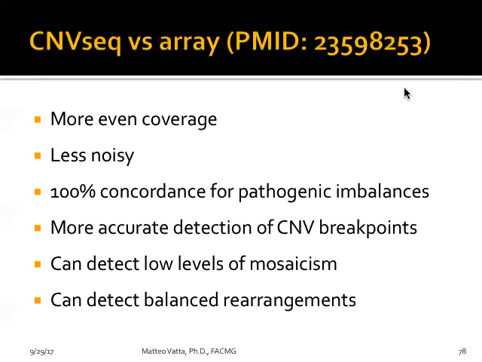Yes. And so the advantage of using massive parallel sequencing is that you can have less noise and more even coverage, depending on where you put the probes and how you also use anti-probes in order to even up the signal, with the most accurate detection of CNV breakpoints, depending, again, on where the probes are. But especially for genome sequencing, CNV breakpoints are very easily obtainable, and it can also detect low-level mosaicism if you have the right level of coverage, and can detect balanced rearrangements, which are usually missed by CMA.